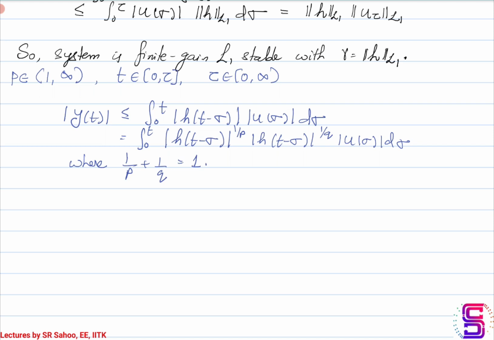Now this p that I have chosen is basically the p that you consider in this range 1 to infinity, and the q automatically gets determined, so that 1 by p plus 1 by q is 1. Please note that from here both p and q will belong to the interval 1 to infinity.